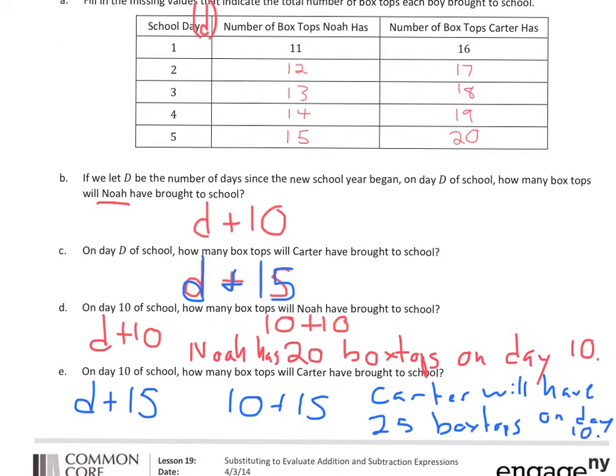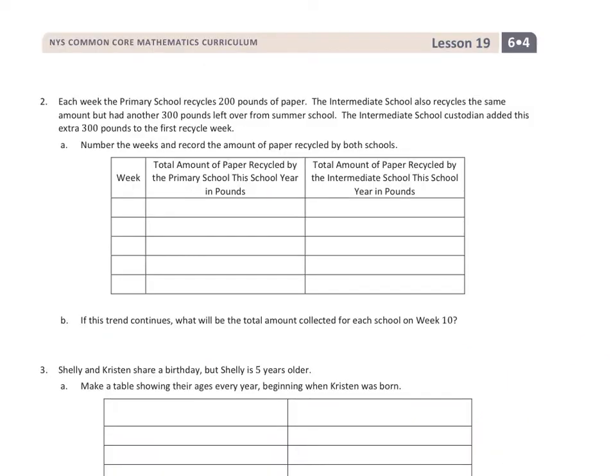Okay. And next. Each week the primary school recycles 200 pounds of paper. The intermediate school also recycles the same amount, but had another 300 pounds left over from summer school. The intermediate school custodian added this extra 300 pounds to the first recycle week.